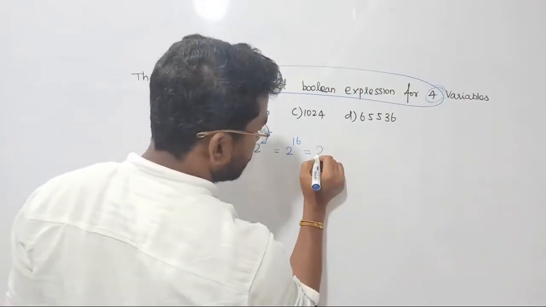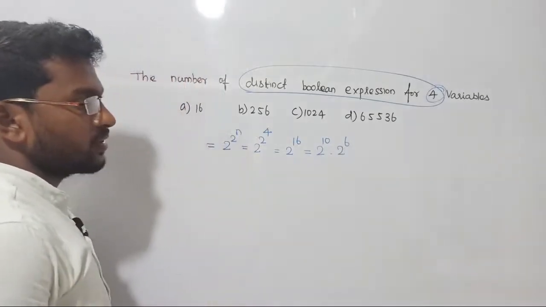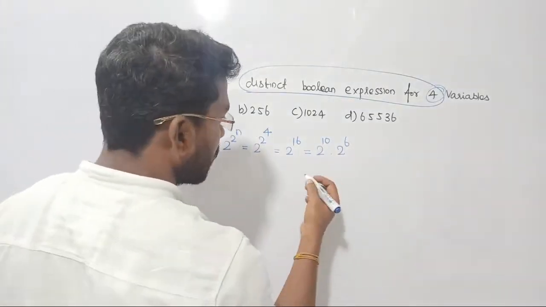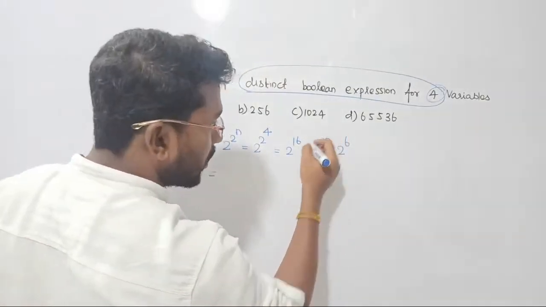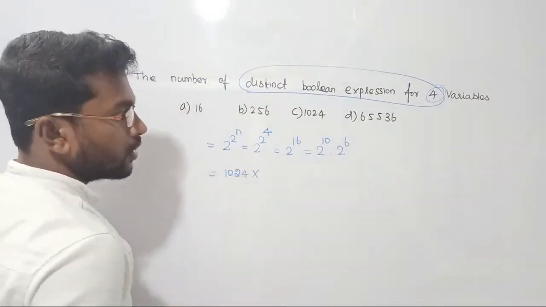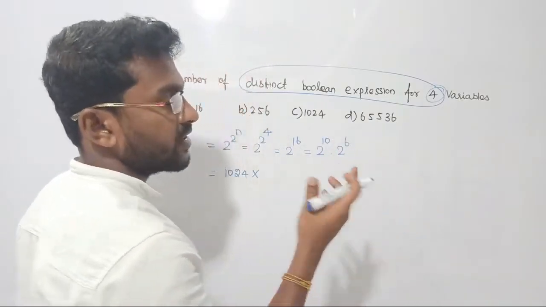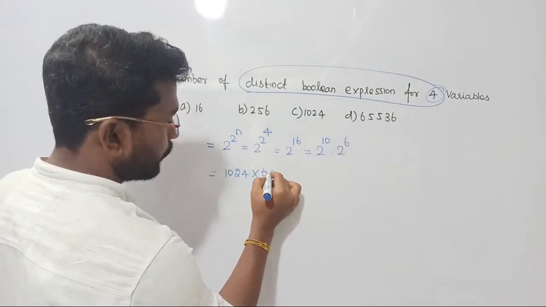So let me write like this: 2 power 10 dot 2 power 6. That could be much better for me. And we all know 2 power 10 is what? 1024, into 2 power 6 is what? 2 power 3 is 8. 2 power 3 is 8. 8 into 8 is 64, I think.